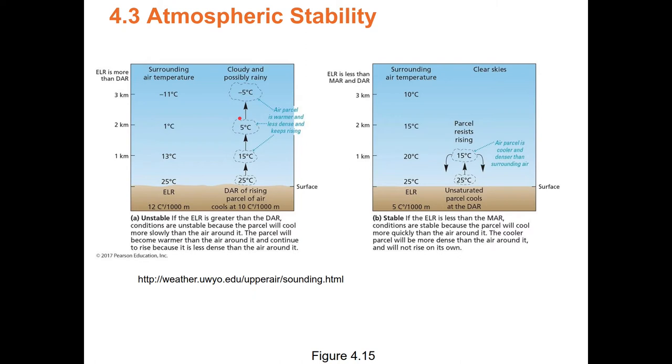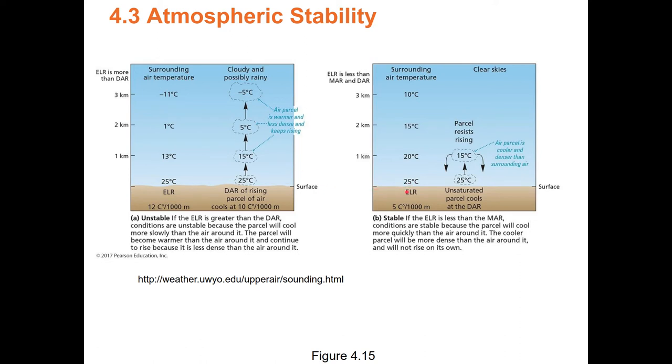So it keeps rising. It's going to cool by another 10 degrees down to 5. The atmosphere is going to cool by 12 down to 1. So now our parcel is 4 degrees warmer. It's going to rise faster. It's going to cool by another 10 degrees. The atmosphere is going to cool by another 12 degrees. So now our parcel is 6 degrees warmer than the air around it, which means it would rise even faster. So in this case, where the DAR is less than the ELR, the parcel is unstable, and the farther it goes up, the warmer it's going to get relative to the air around it.